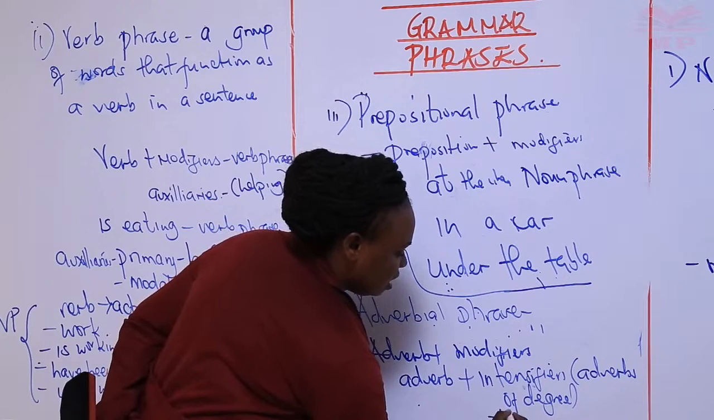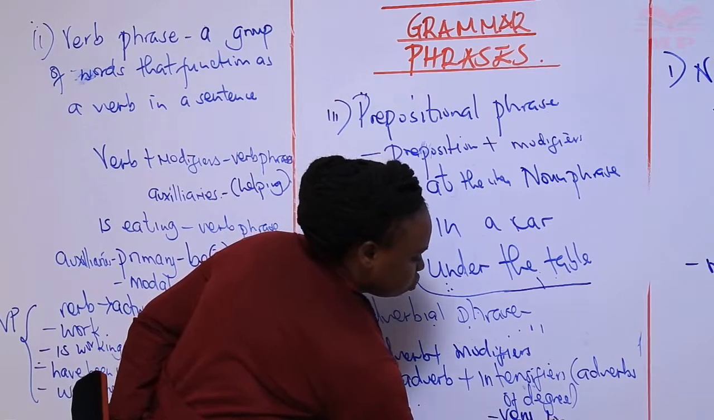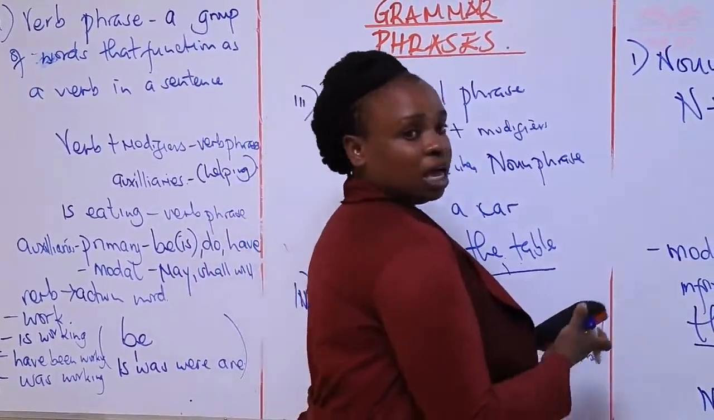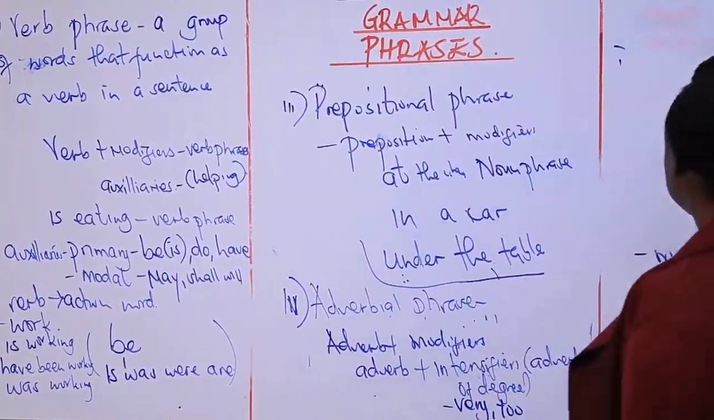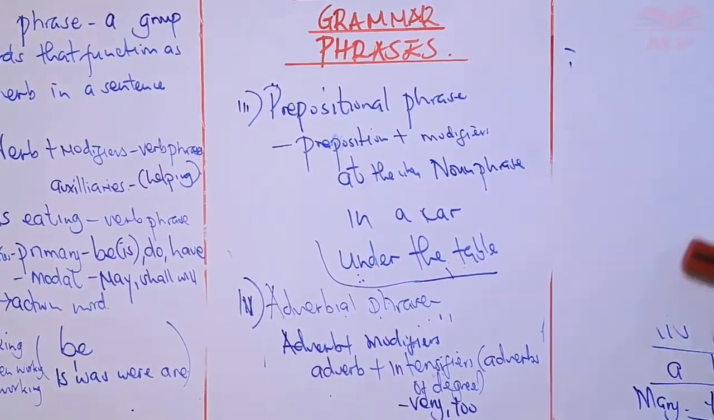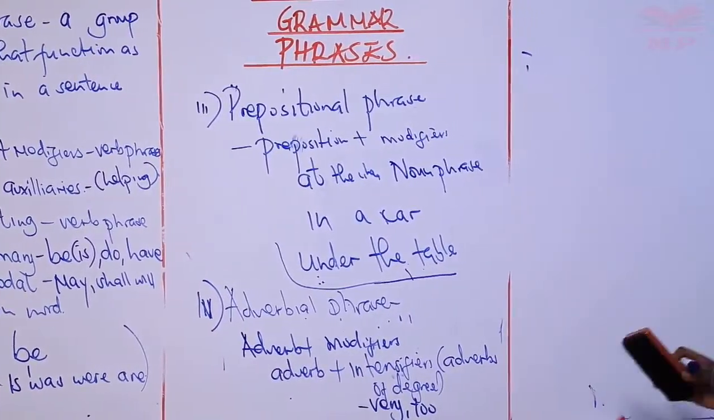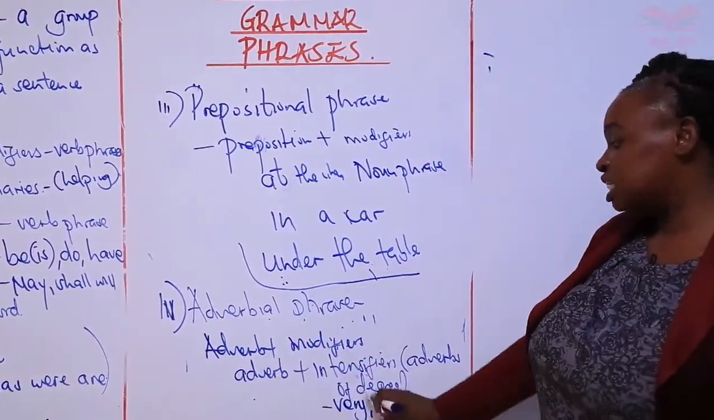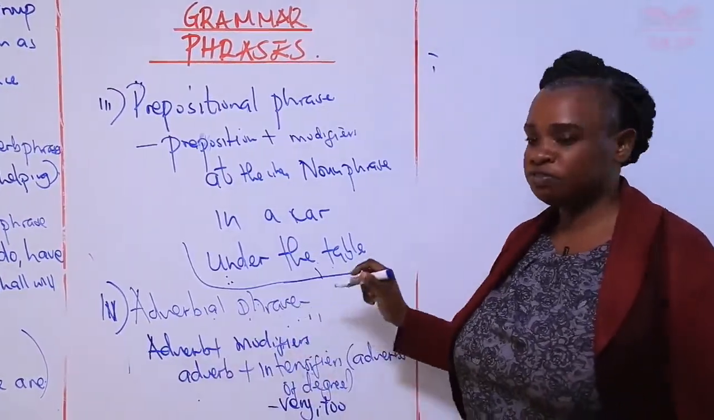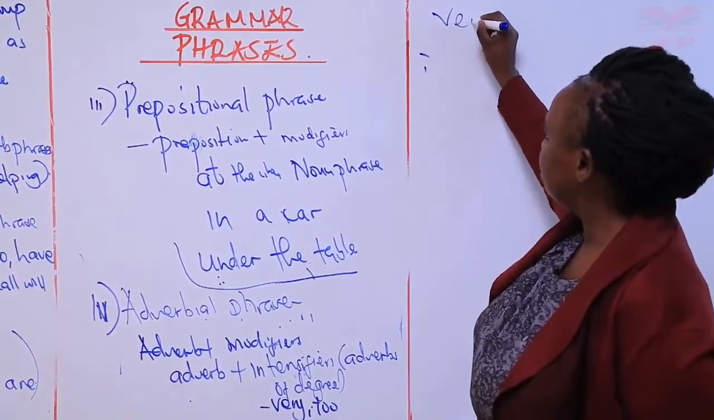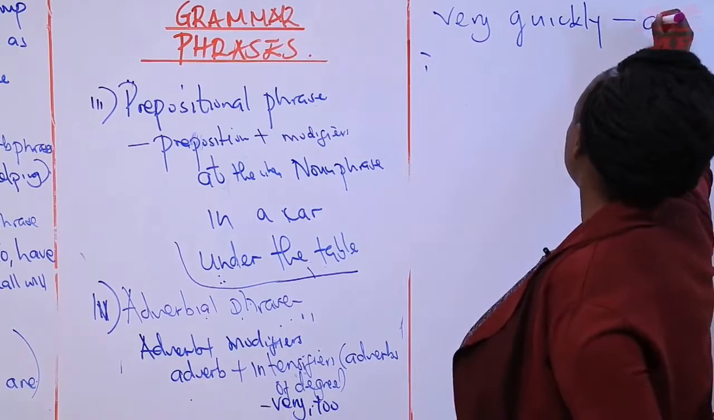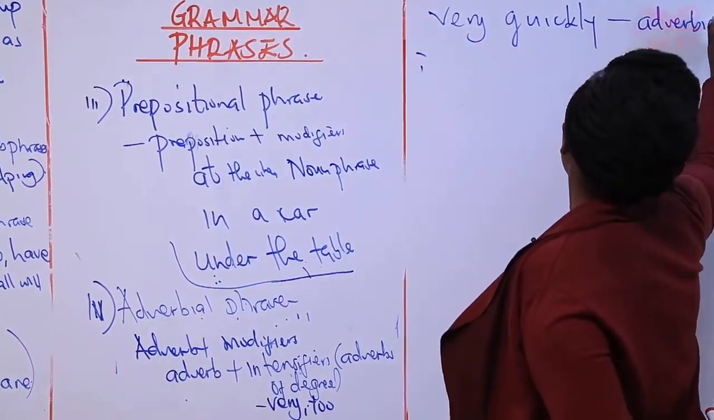They include very, too. Those ones are some of the examples of the adverbs of degree. So that when you put them together with another adverb, then it will be functioning as an intensifier. But when joined together, it will be an adverb phrase. So the example will be very quickly. So this is an adverbial phrase.